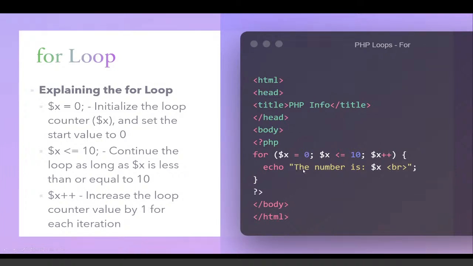In this case, we're using x++, which is incrementing the value of x by 1 every time. So in this case, it's going to echo out each time through the loop. The number is, the first time it loops through, it'll be 0. Second time it'll loop through, it'll be 1. Third time 2. Fourth time 3. So on and so forth.